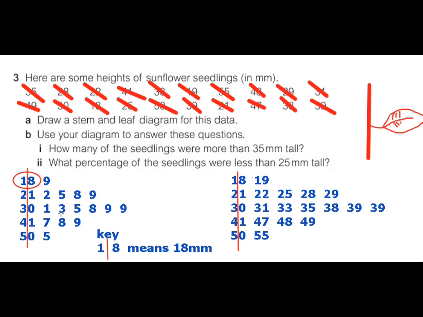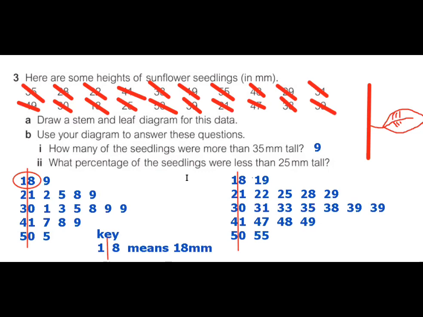Now, let's come to the question. How many of the seedlings were more than 35 millimeters tall? Here, this one is 35. How many were more? More means I start from here and start counting: 1, 2, 3, 4, 5, 6, 7, 8, 9. So the answer is 9. How many are more than 35? It's 9 seedlings.